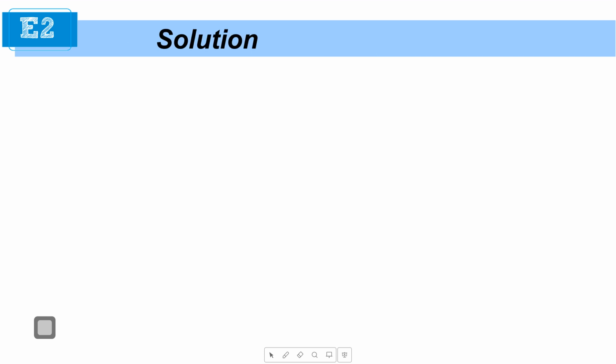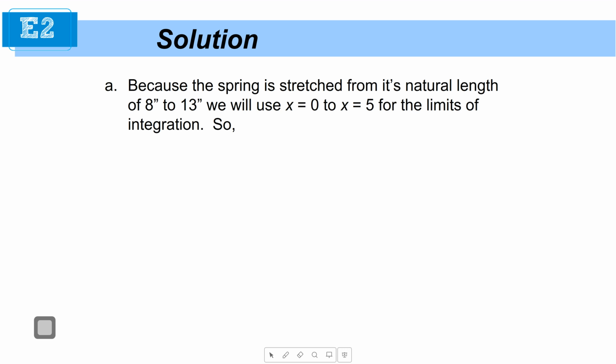Okay. All right. So we want to know how much work it takes to stretch it from 8 to 13, which means we're stretching it from 0 to 5. Now why 0 to 5? Because 8 is the neutral position of the spring. That's what we consider 0. Even though it has a value of 8, we consider that as being at 0. And so we get that easy little integral.